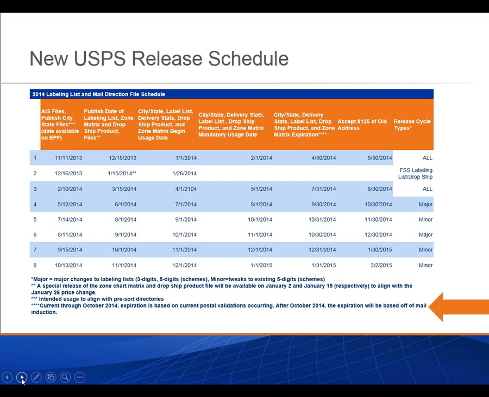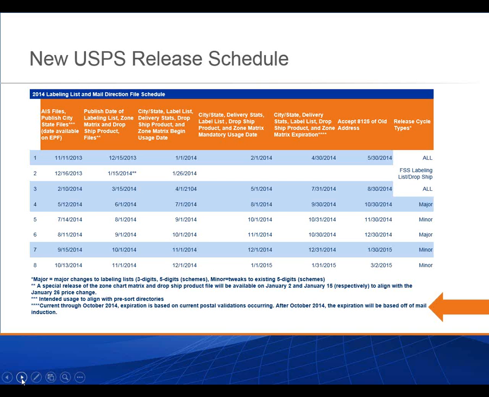You'll see that the second and third months of every quarter are referred to as a minor release. And what the Postal Service is saying is that the only thing that will change in a minor release is, if you look at the label list data, any of the label lists that are five-digit scheme-based label lists, those are the ones that could potentially change. And there's 4 of them, and only those 4 will change.